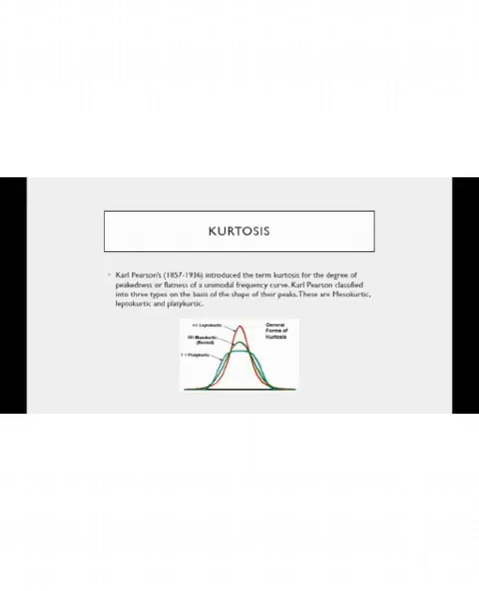Karl Pearson introduced the term kurtosis for the degree of peakedness or flatness of a unimodal frequency curve. Karl Pearson classified curves into three types on the basis of their shapes and their peaks. They are mesokurtic, leptokurtic and platykurtic.